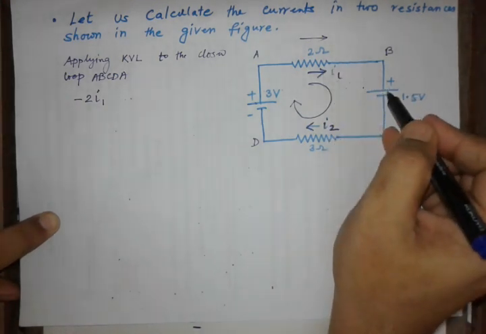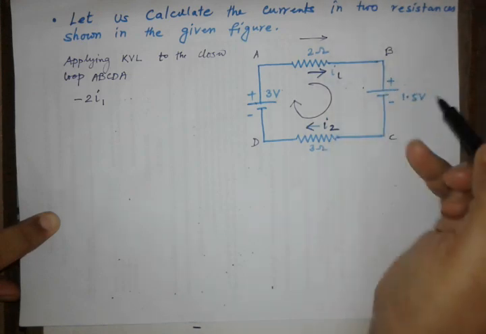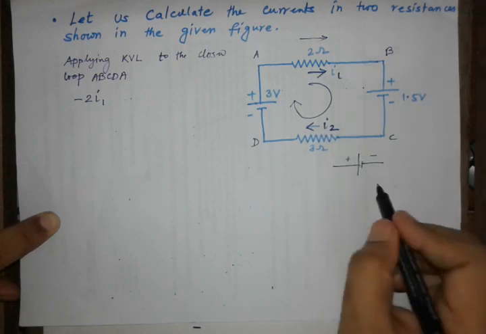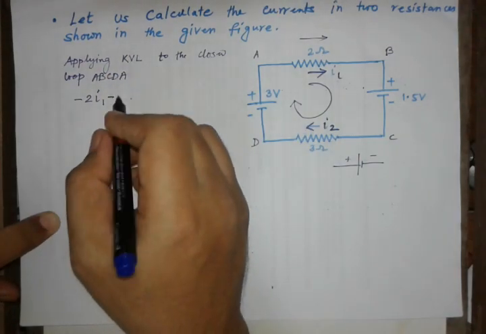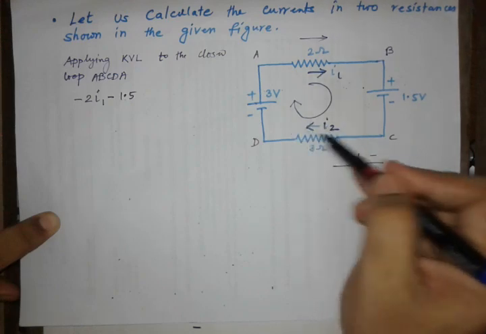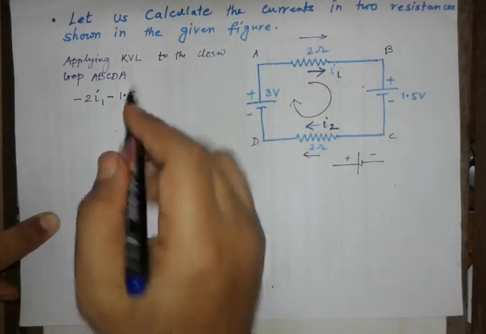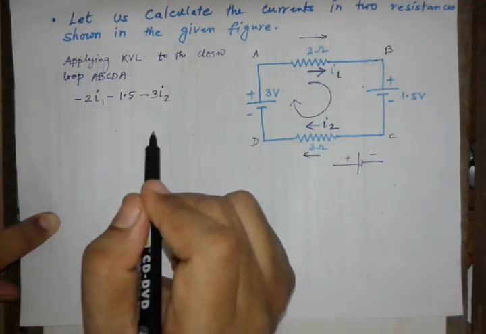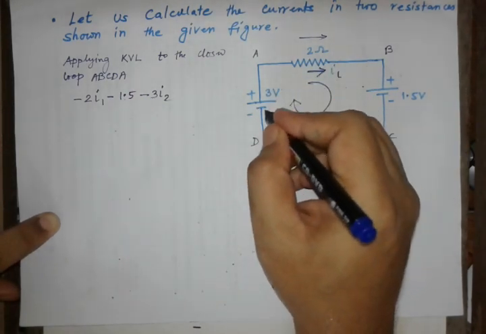Okay. And then here, see, here a battery is connected. Again we are going through this battery, plus to minus. So what I told you, if we go from plus to minus in this way, there will be minus. There will be minus 1.5. When you see in this direction, my loop is in this direction and current is also going in the same direction, so it will be minus. So minus 3I2.